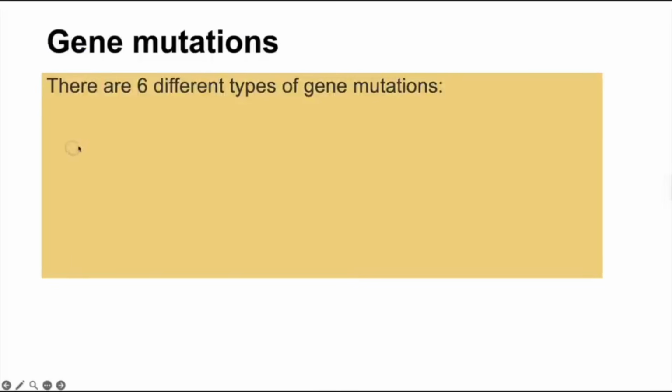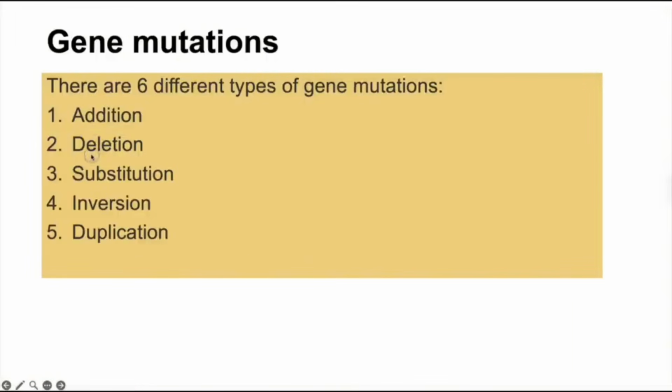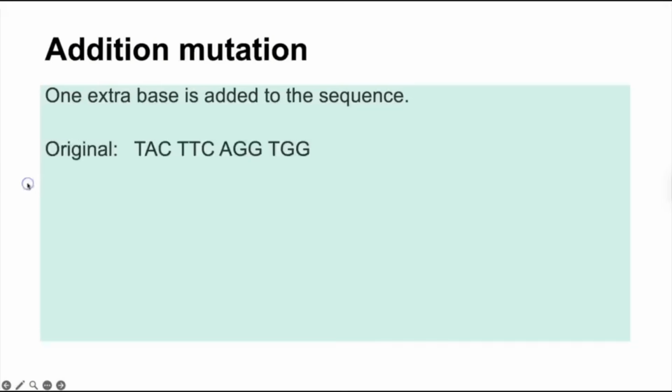So there are 6 different types of gene mutations, 2 of which you learn in topic 4, but now you learn addition. You've already covered deletion and substitution in topic 4, then inversion, duplication and translocation of bases. So addition mutations is when one extra base is added to the DNA base sequence.